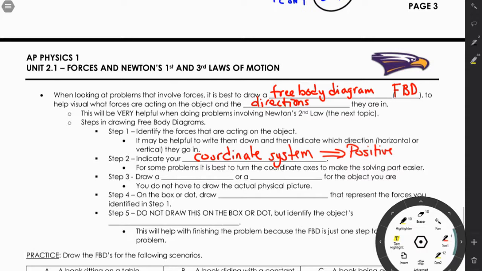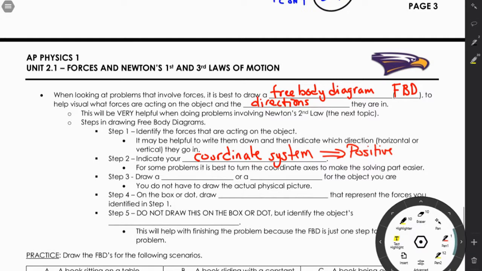And this is where math teachers don't like physics teachers. Math teachers just like to keep their coordinate system as is: positive x to the right, positive y up. With physics, we can change our coordinate axes to make the problem easier to solve. One example would be inclined planes.